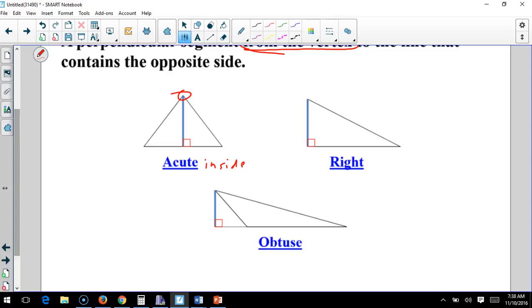With a right triangle, it's going to come from a vertex and be on the triangle. It is a side. It's one of the sides of the triangle. And for an obtuse triangle, it's going to come from a vertex, but it's going to be outside the triangle. Major difference.